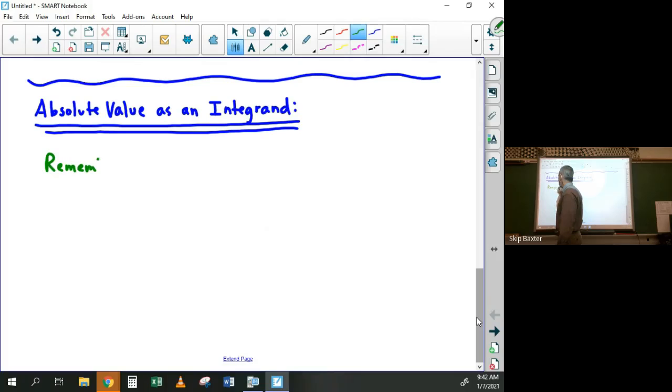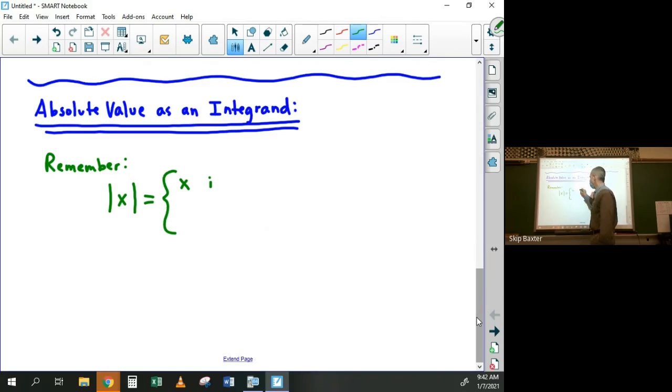Remember, the absolute value of x is really defined to be a piecewise function. It's x itself if x is greater than or equal to 0, and it's x with a sign change if x is negative, right? That's what this is saying. It's saying if the stuff in the absolute value happens to be positive, you keep it the same. If the stuff in the absolute value happens to be negative, you change its sign. That's what this is saying, right?